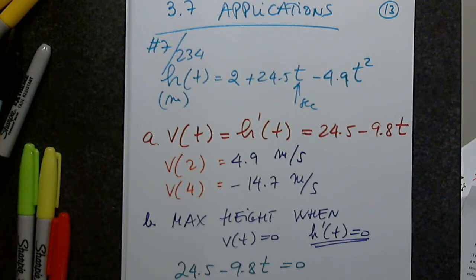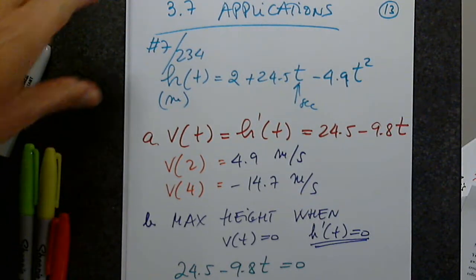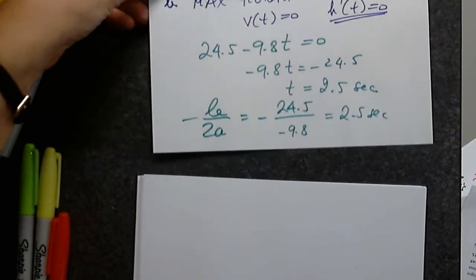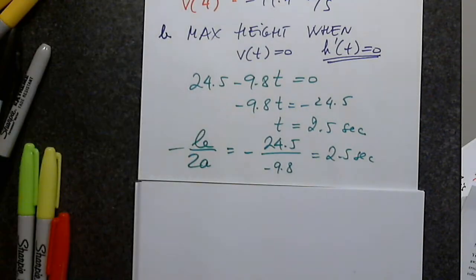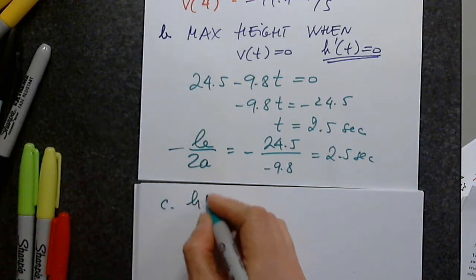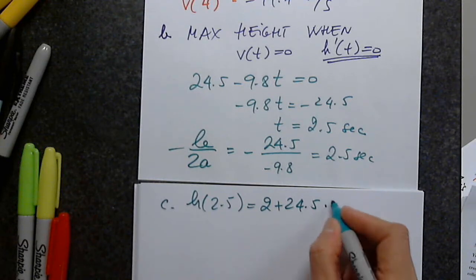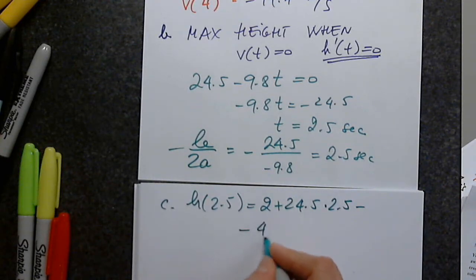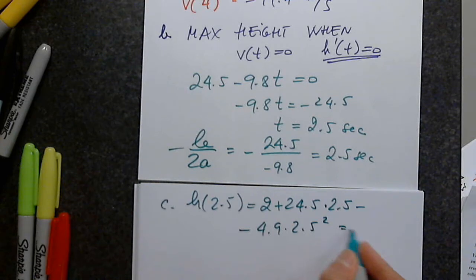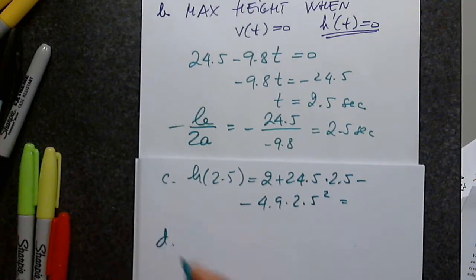Part C. What is the maximum height? How do I determine the maximum height? You plug in 2.5. Of course, it's the same thing from the quadratic function. So h of 2.5 is 2 plus 24.5 times 2.5 minus 4.9 times 2.5 squared. When you're ready, please tell me what it is, and the measurement unit. Then we're asked to find when it hits the ground.